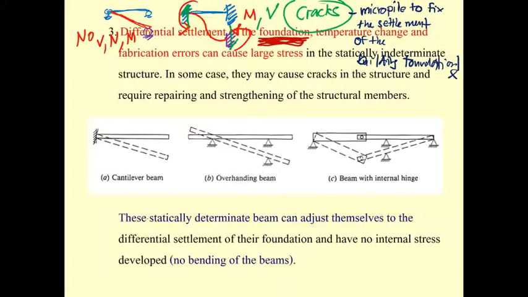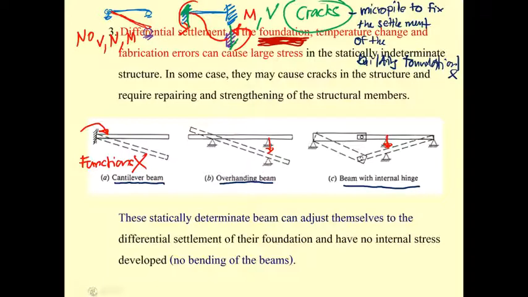For the statically determinate beam, such as cantilever, overhanging beam, or beam with internal hinge, they can move according to the settlement of their foundation. No internal forces and moment develop in the structure, but the function of the structure is going to be bad because of the settlement. Anyway, you also need to fix this kind of problem.